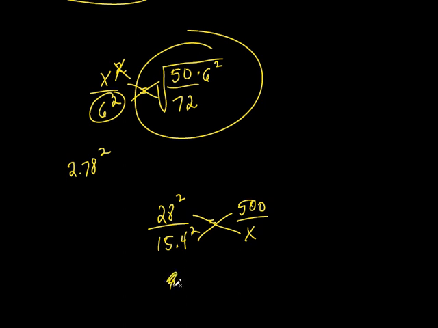So what would it be? It'd be 28 squared times x equals 15.4 squared times 500. Divide by 28 squared, and then chuck that in your calculator. See what I mean? So you only have to do your calculator one time.